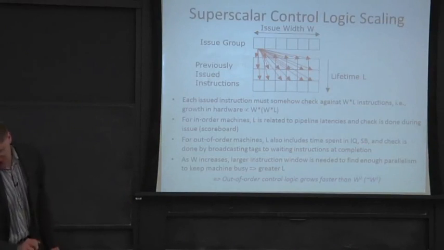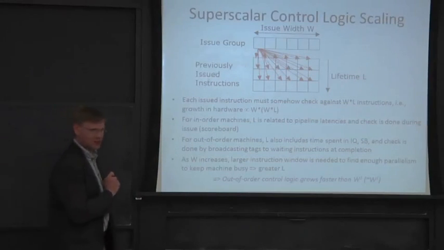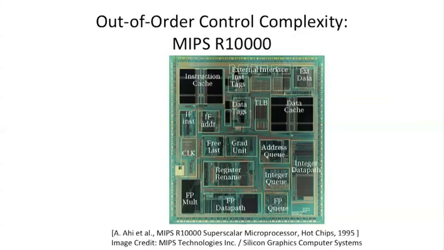Yes. But before we move on to those alternatives, let's look at the complexity of this in a real processor. Here we have a die photo, or die micrograph, of the MIPS R10000 processor. This was used in workstations by SGI for many years. It's a real out-of-order superscalar. And one of the interesting things is how much area is dedicated just to control logic.